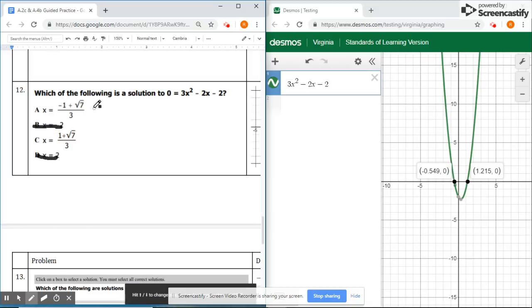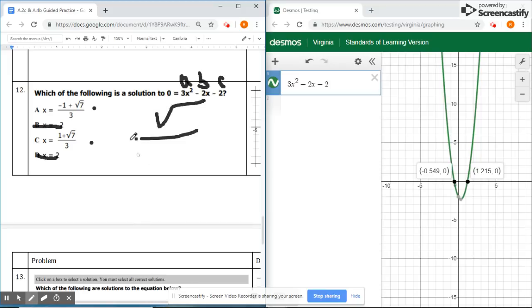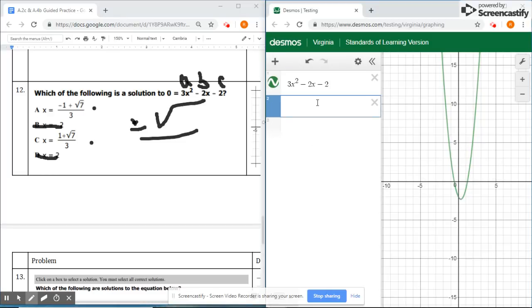And so since the answer has to be one of these, that's quadratic formula. So we could have just taken this and done quadratic formula. Remember, the 3 is A, the negative 2 is B, and C is negative 2. And we plug it into this big quadratic formula here. We got plus or minus out front. We can do all that stuff, or we just use Desmos.